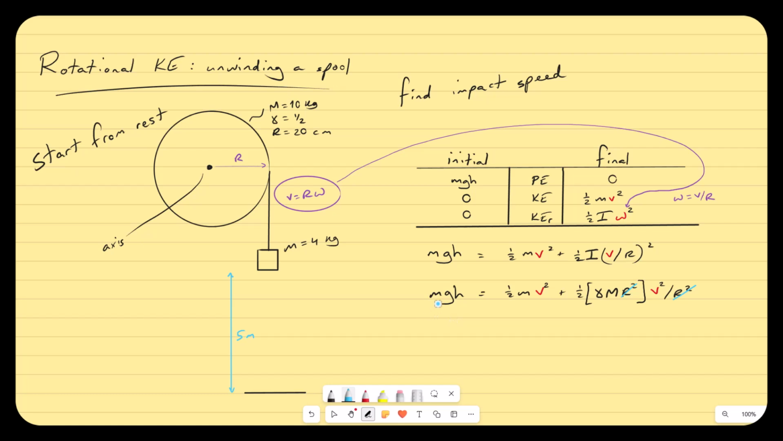This r squared thing going away will pretty much always be the case, except if this is a spool, so it could be that the outer lip of the spool comes out farther and that this hanging mass is connected in here. If that were the case, then the capital R would be different from the point of attachment r. And they wouldn't be able to cancel. I would just have to keep them both. Not a big deal.